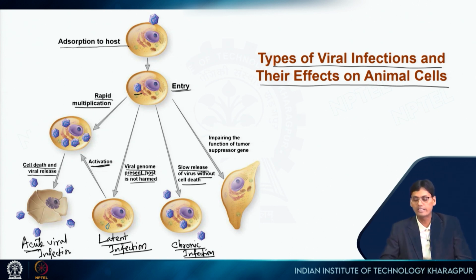And the last one, although not very common: some viruses make proteins, particularly oncoviruses that cause some kind of cancer. Those proteins impair the function of tumor suppressor genes. As a result, those host cells go into cancerous transformation. So this is malignant transformation.